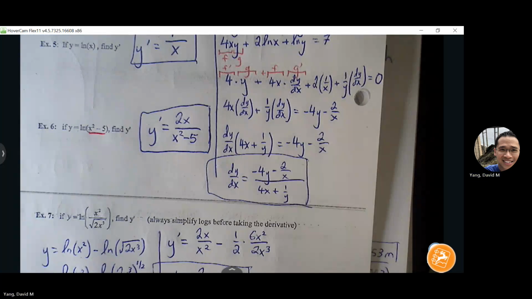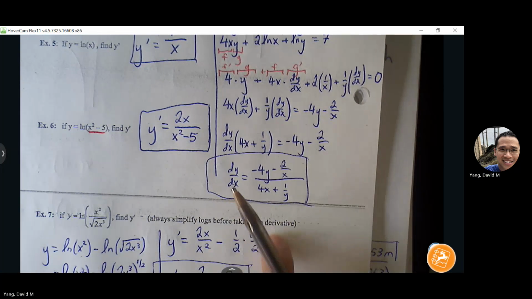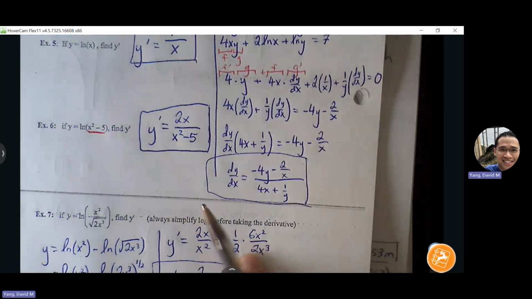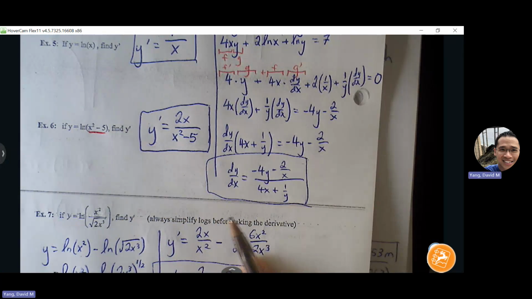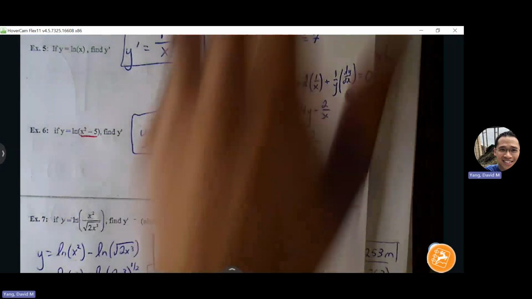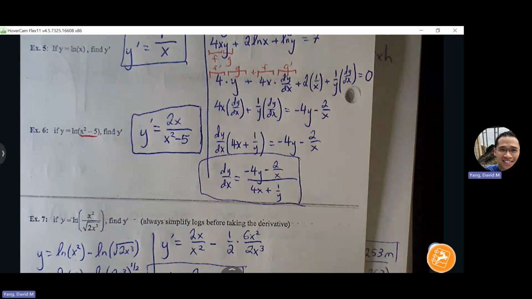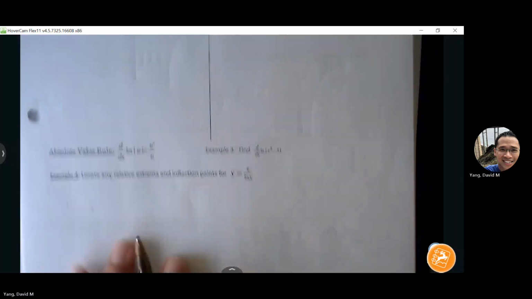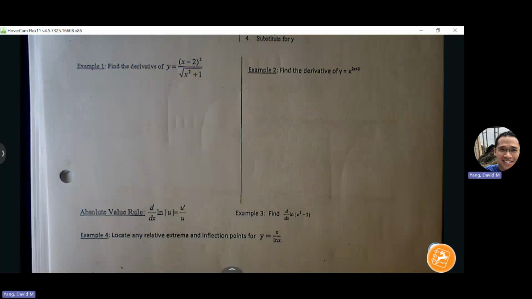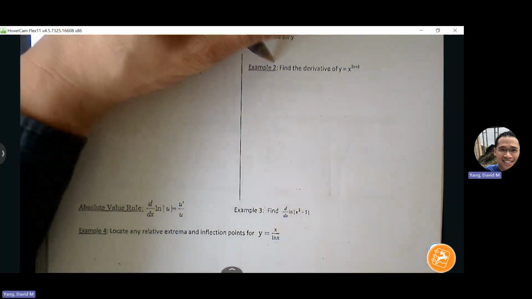Okay, let me show you one more thing here. This is another concept. This concept is called log differentiation. So let me show you this on page 3. And now we'll just try to squeeze in 2 more examples. Okay, so example 1 and example 2.